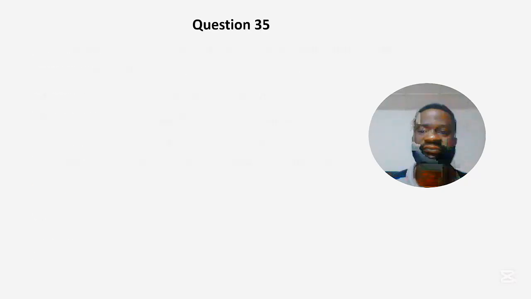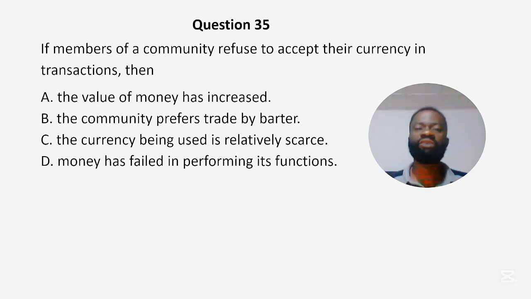5. If members of a community refuse to accept their currency in transactions, then dash. A. The value of money has increased. B. The community prefers trade by barter. C. The currency being used is relatively scarce. And D. Money has failed in performing its functions.